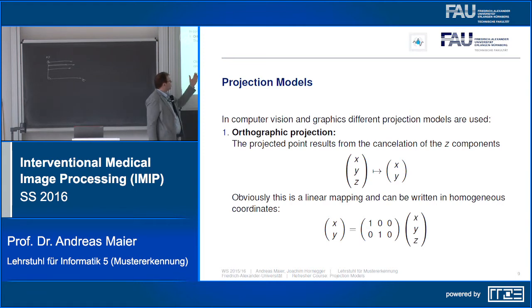And the nice thing is now that we can just discard the third component in our projection. All that we need to do is remove the last component from our vector, and then we have already done our projection. So we can very nicely write this in matrix notation. If we multiply this vector with this matrix, we just discard the last component, and all that remains here is x and y. So this is the orthographic projection.